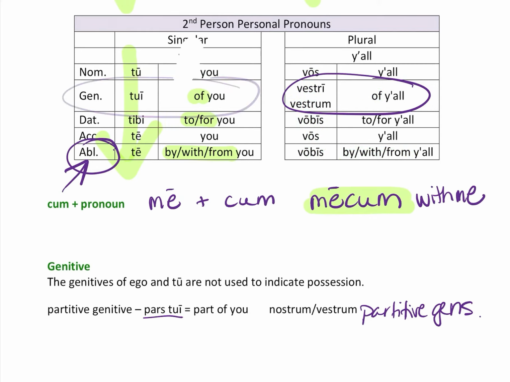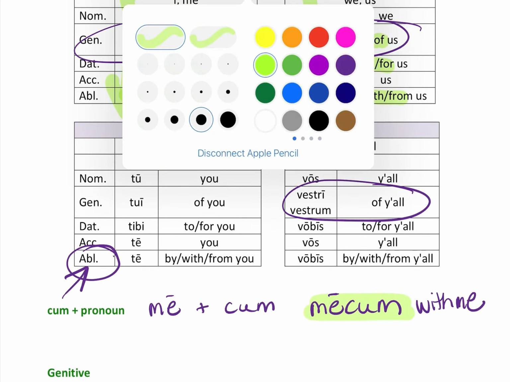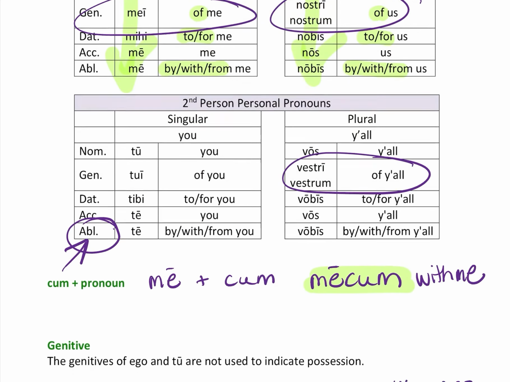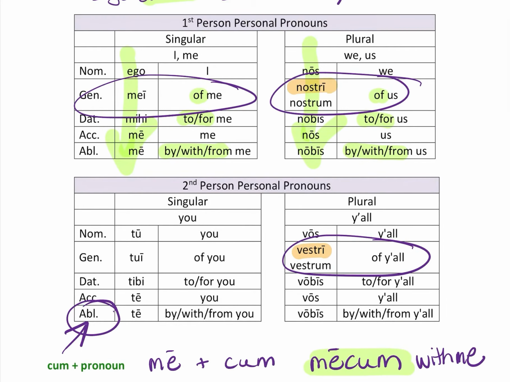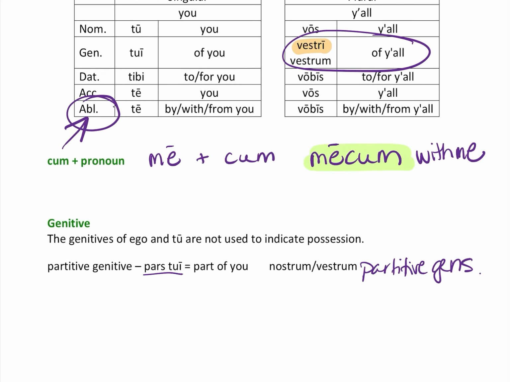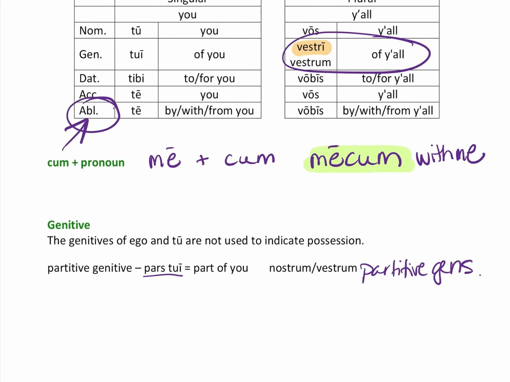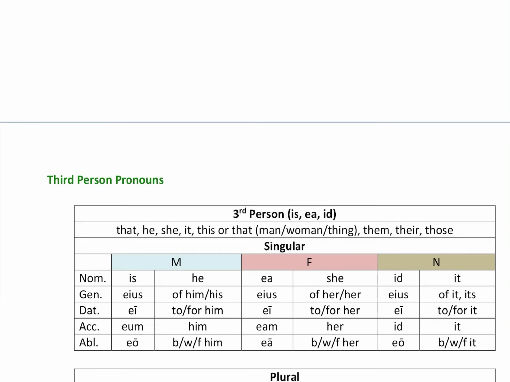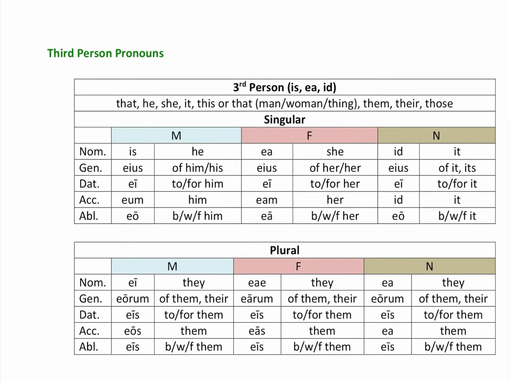So if I was going to get rid of all this to show you what you need to know: vestri, nostri, but you're not going to use them for the partitive, and they have a different use. For right now, you can ignore them, other than the fact that you have memorized where they go. All right, last thing, let's look at third person pronouns.